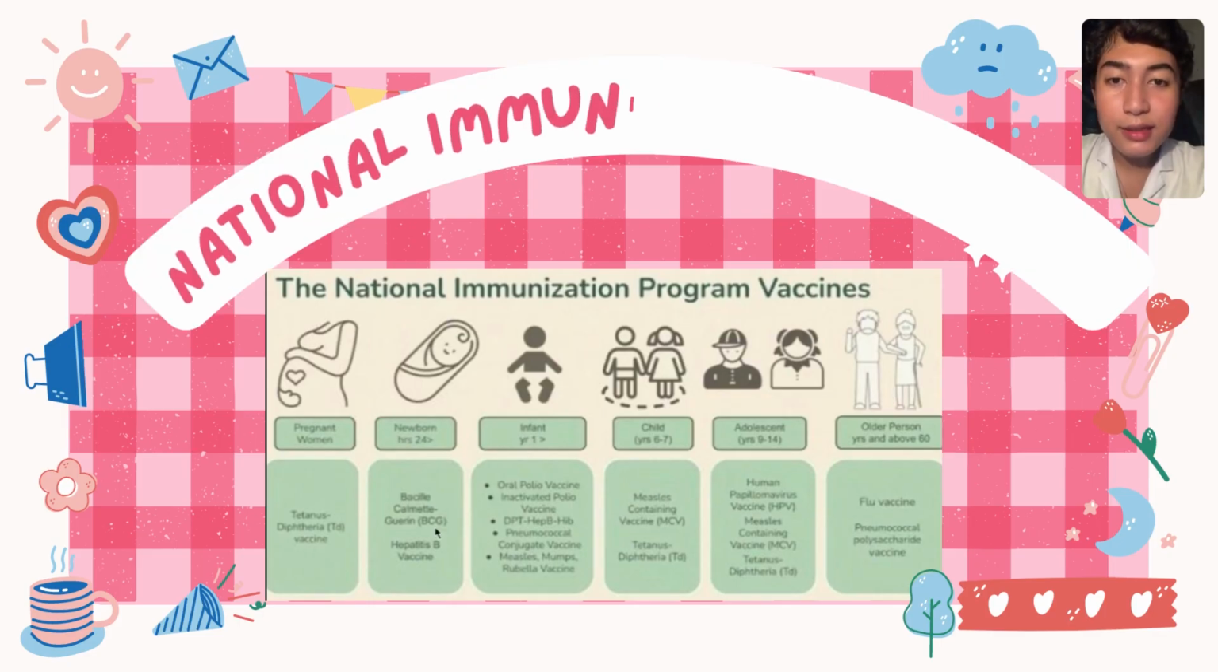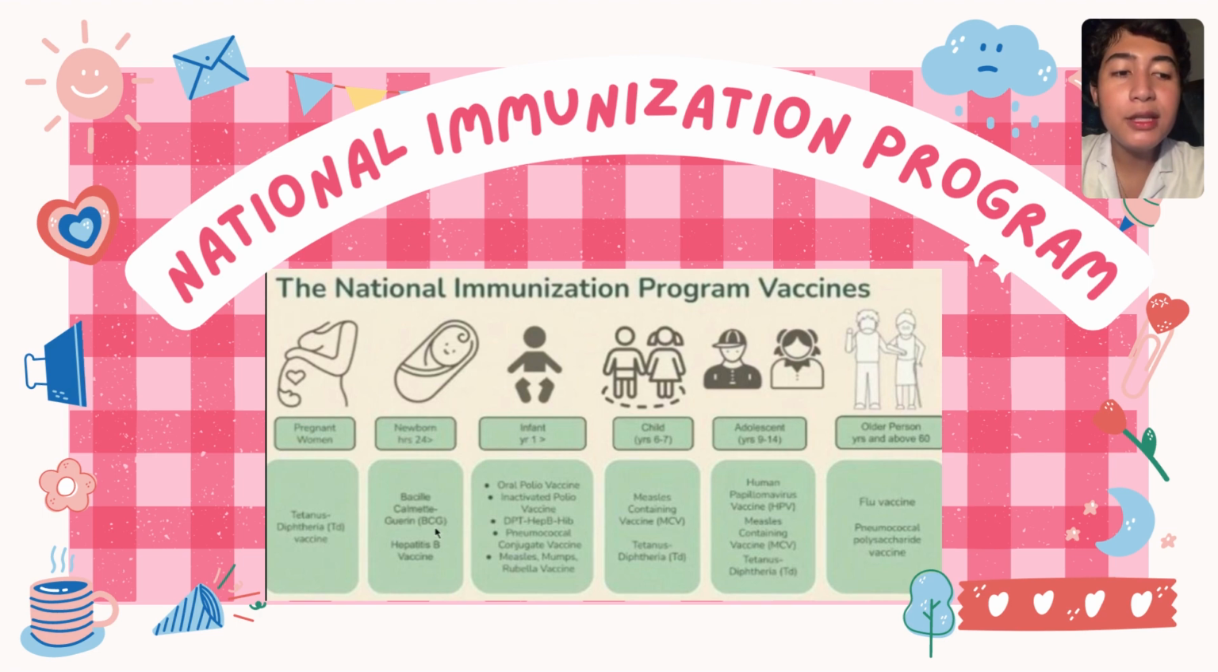Hi, my name is David Arbenus and I'll be reporting about the National Immunization Program vaccines. For pregnant women, tetanus, diphtheria, or TD vaccine is offered. For newborns within 24 hours after birth, Bacille Calmette-Guerin or BCG, and Hep B vaccine are offered. For an infant under 1 year old, oral polio vaccine, inactivated polio vaccine, DPT, HIB, meningococcal conjugate vaccine, measles, mumps, and rubella vaccines are offered.